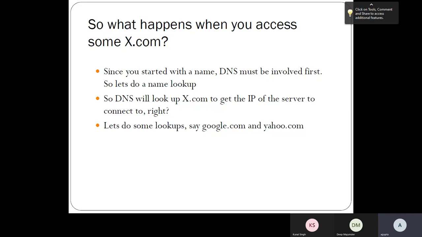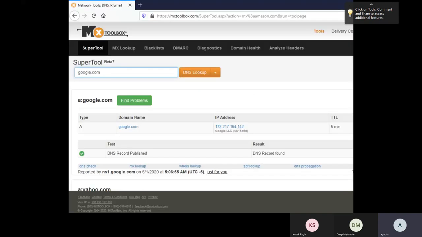First thing you notice, think with me: if you start with x.com, DNS has to come. There is no option. So DNS will look up x.com to get the IP to connect to. If you do google.com, this was done long ago, but MX Toolbox is a very famous tool where you can ask for any type of DNS records. You get one IP, and you see Google's AS number, 15169.